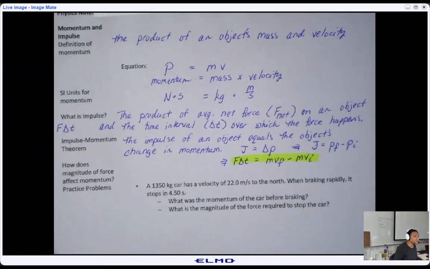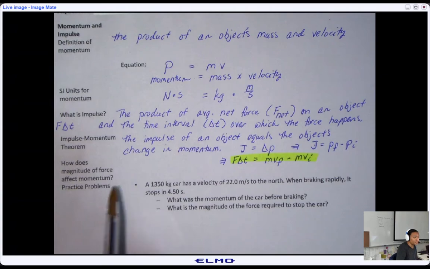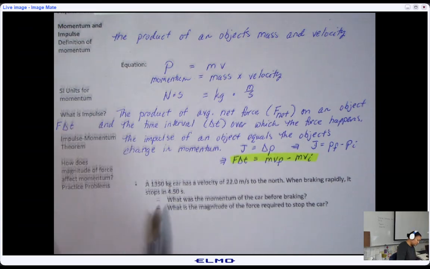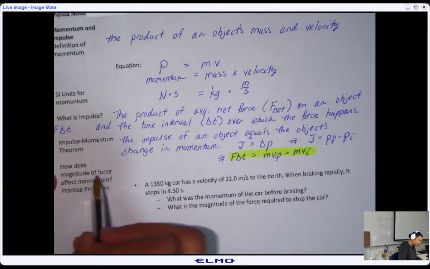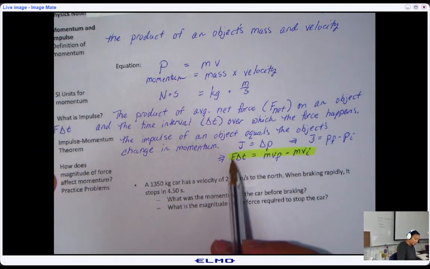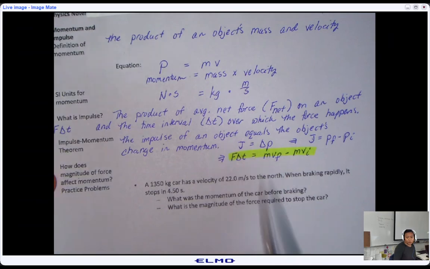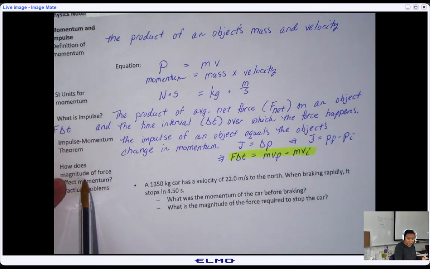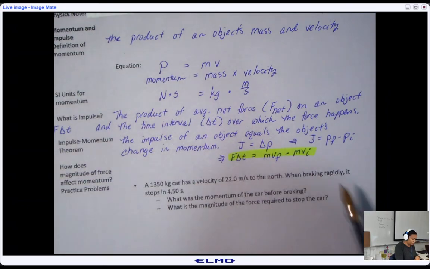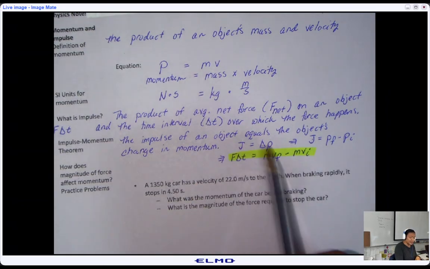Okay, so let's look at this first problem. How does magnitude of force affect momentum? So, practice problem. Oh, that was a question. This is actually separate. So how does magnitude of force affect momentum? How does the magnitude of the force affect the momentum? What do you think? Magnitude, the size of the force. Remember force is in your impulse, how does it affect momentum?